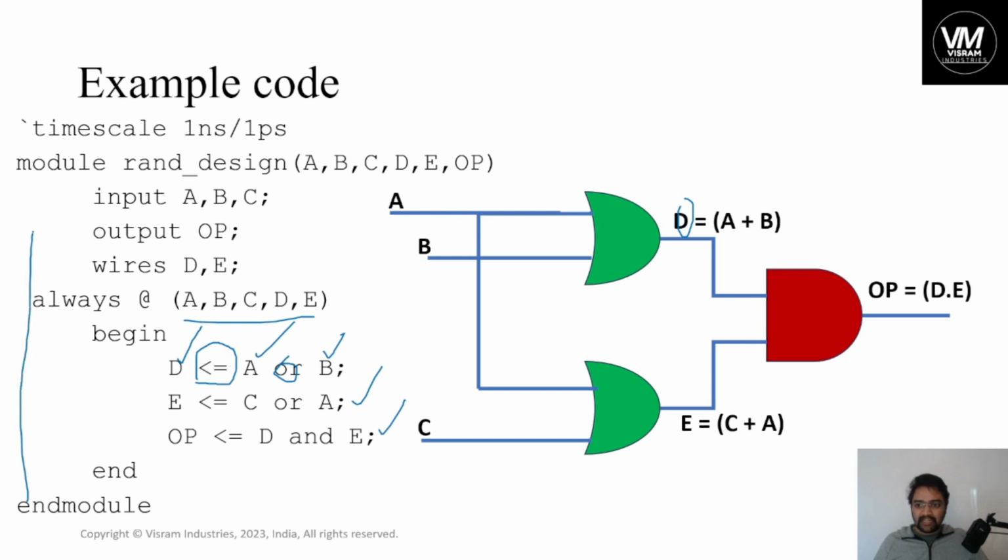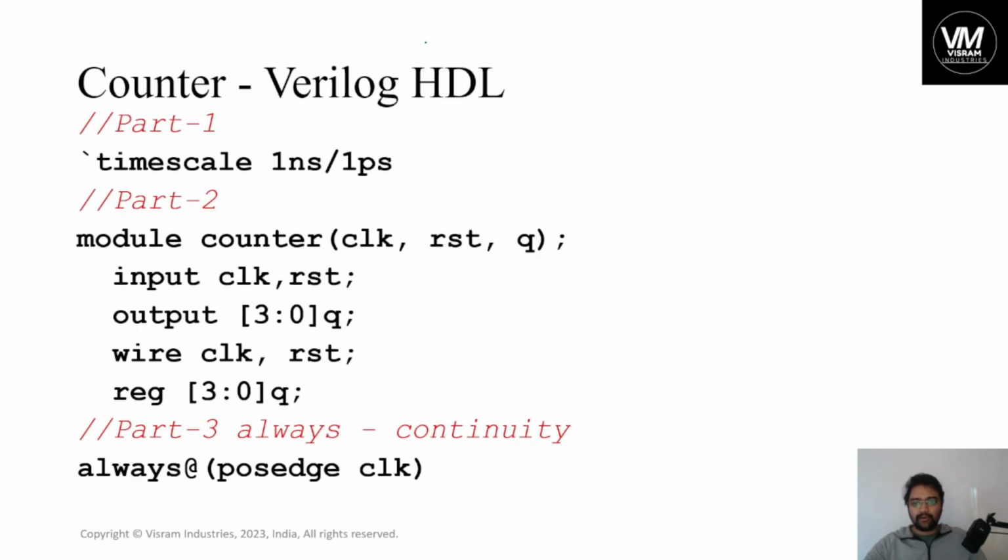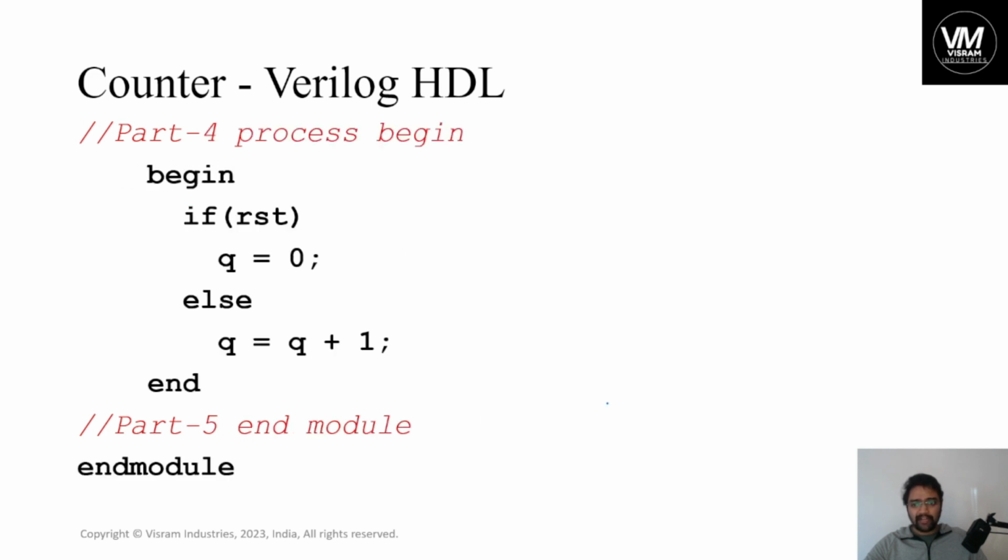Endmodule is related every time to the module, and this end is the stopping of the process, like begin. So every begin comes with an end, every module comes with an endmodule. So this is the basic syntax. You understand it in a simple way, and then go to the counter Verilog HDL. So then part 1, part 2, part 3. Why do I write part 4 and part 5?